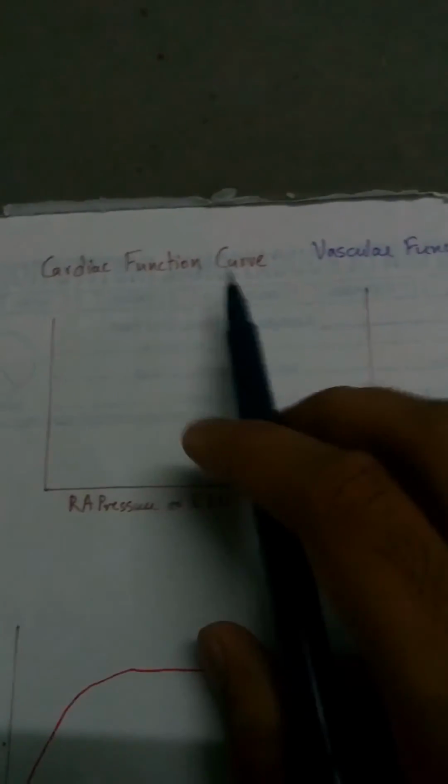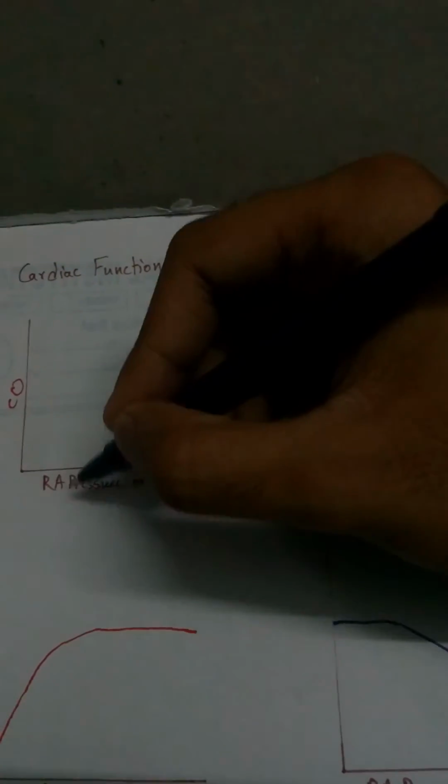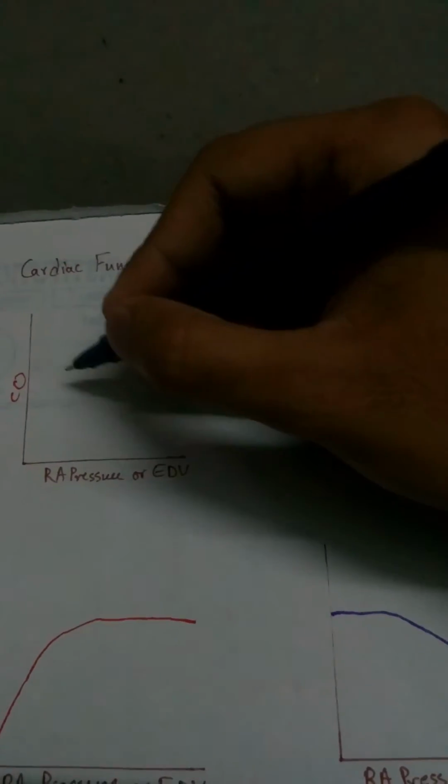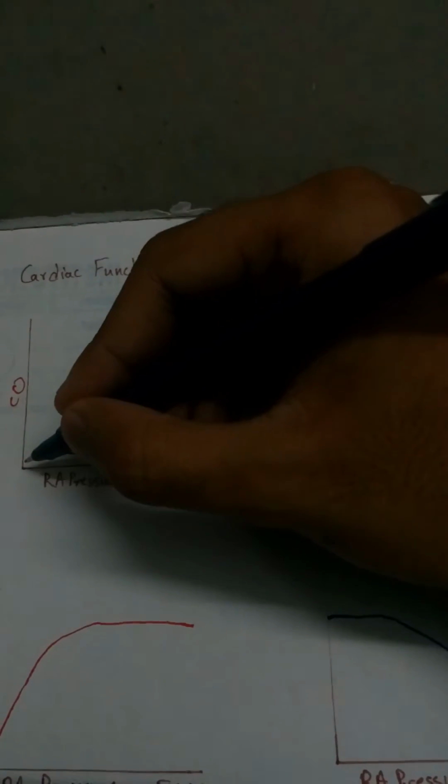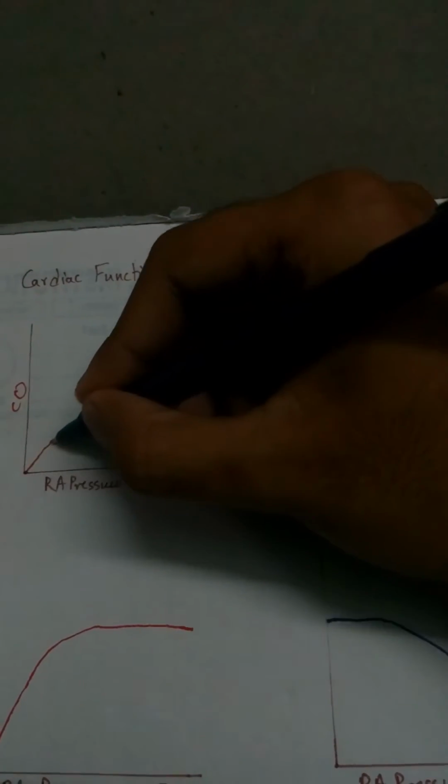We'll be discussing the cardiac function curve and the vascular function curve. The cardiac function curve is the relationship between cardiac output and the right atrial pressure and end diastolic volume. So the relationship of the cardiac function curve goes like this.